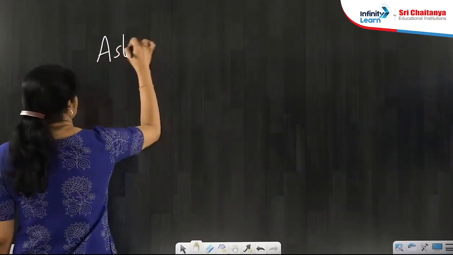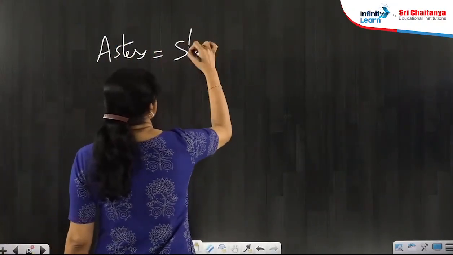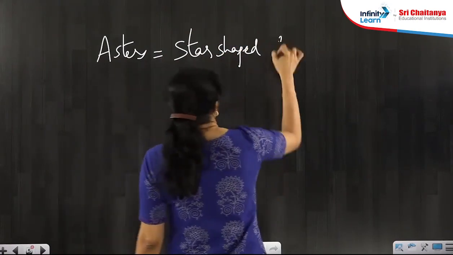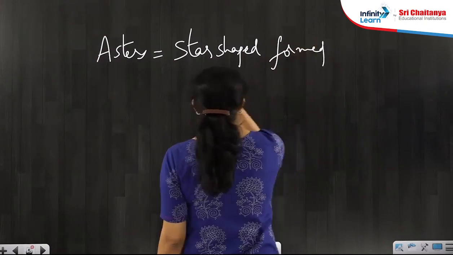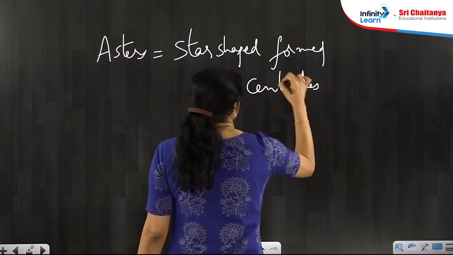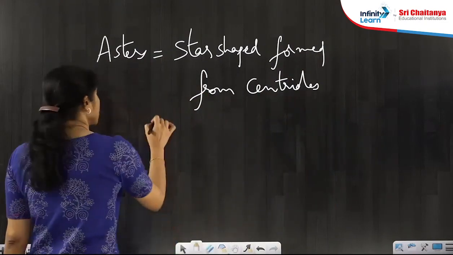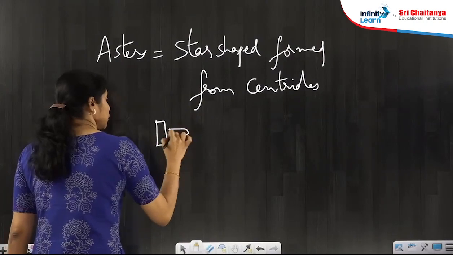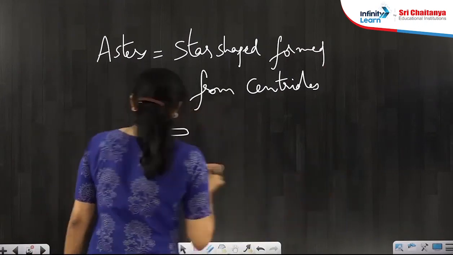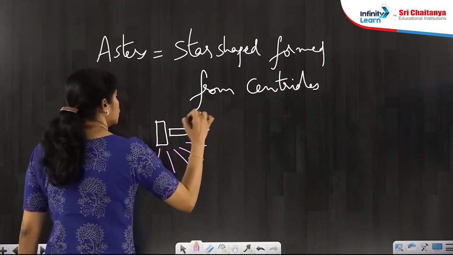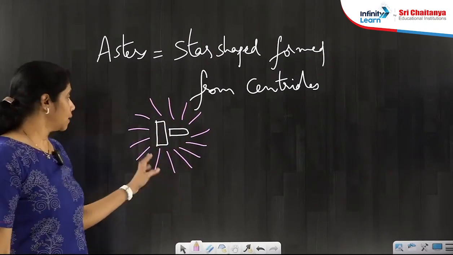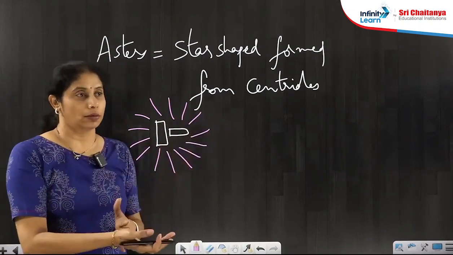Asters, star shaped structures, formed from centrioles. Okay, they will be looking like this with two centrioles which are perpendicular, and they will be radiating out some kind of microtubules like this. So, it looks like a star shaped structure. So, this is one aster. Like this, two will be there at each pole.